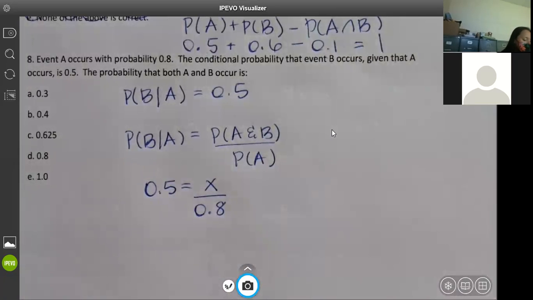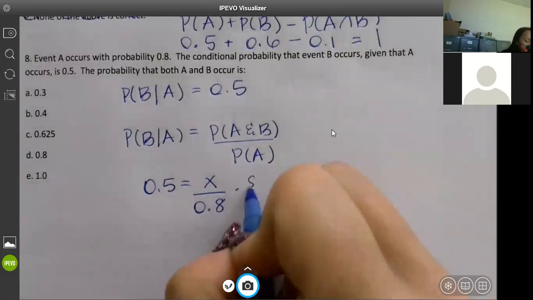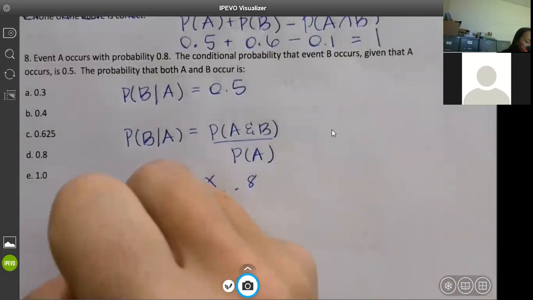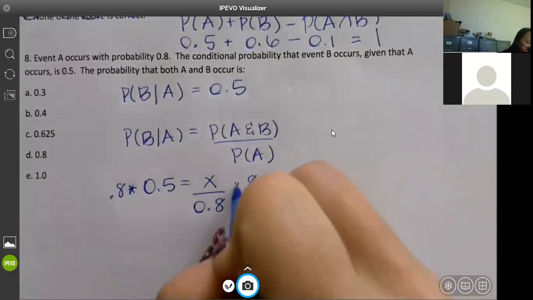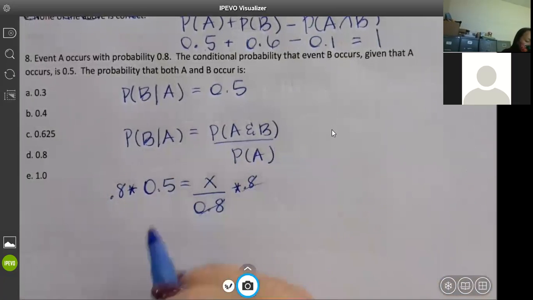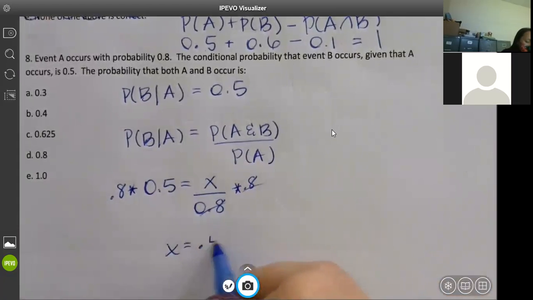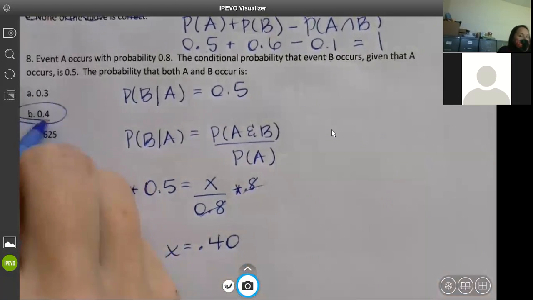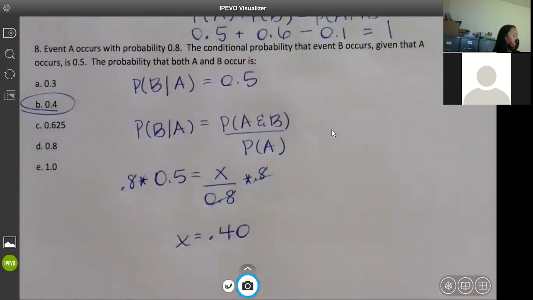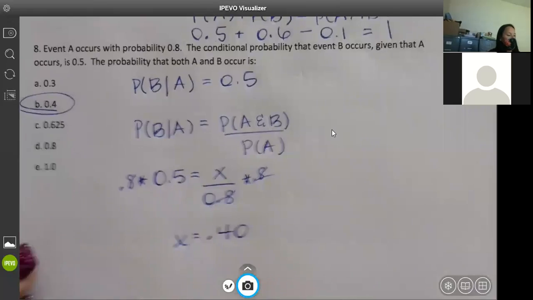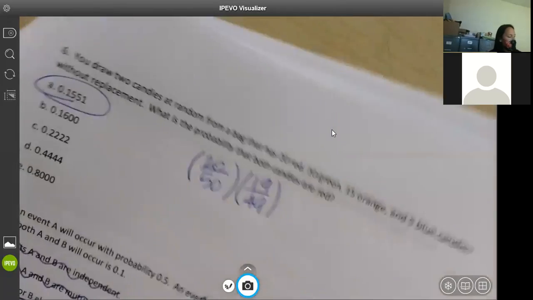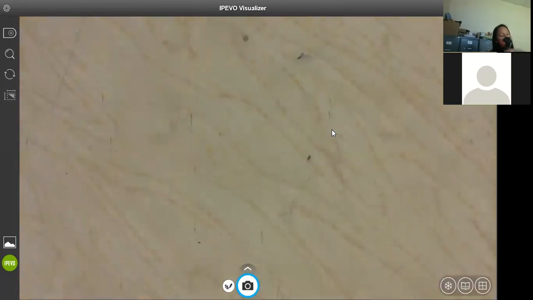How do I solve this? Don't think too hard. Yeah, cross multiply or just multiply by 0.8. So that cancels out and we get x equals 0.40. Don't make it more complicated than what it is. The math and statistics is not hard. Is everybody good? All right, two more multiple choice and then you're frappy and we'll be done.